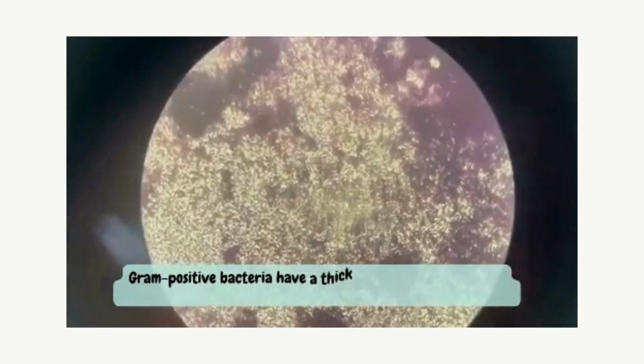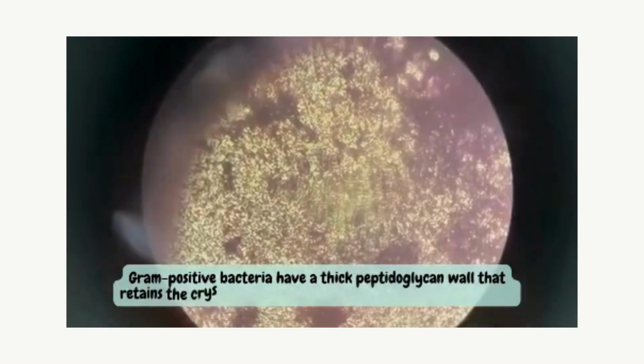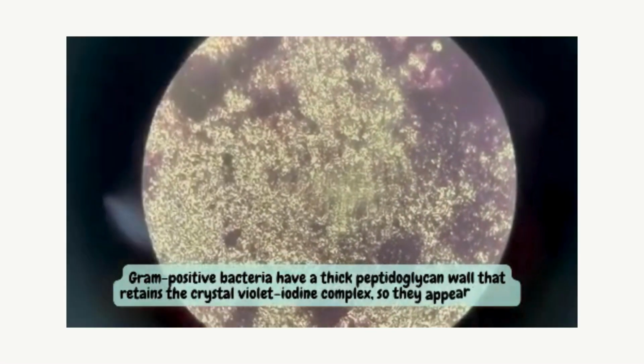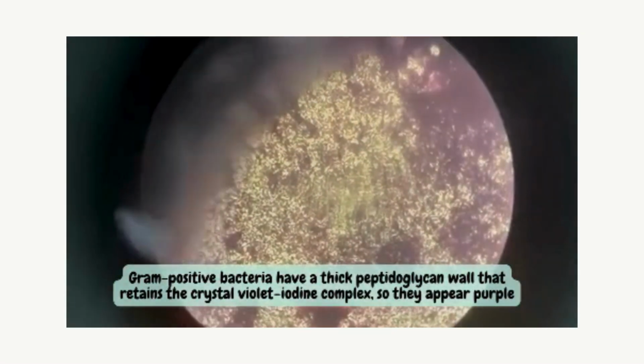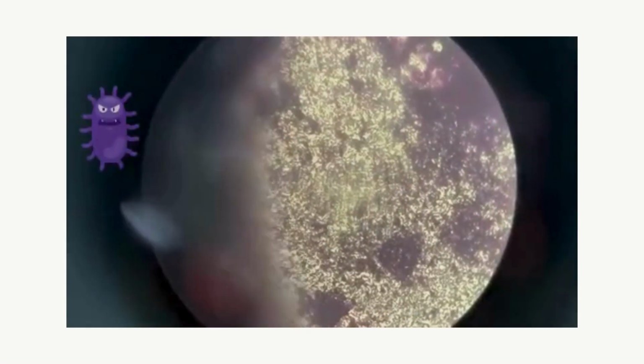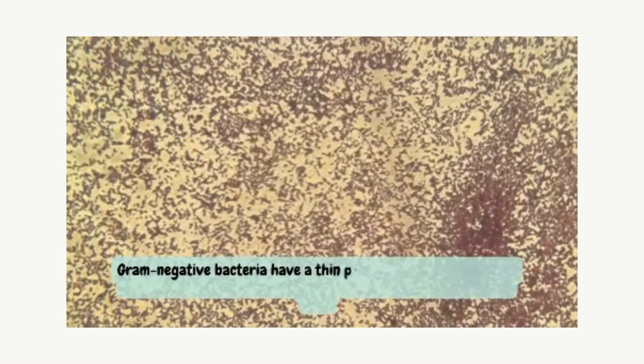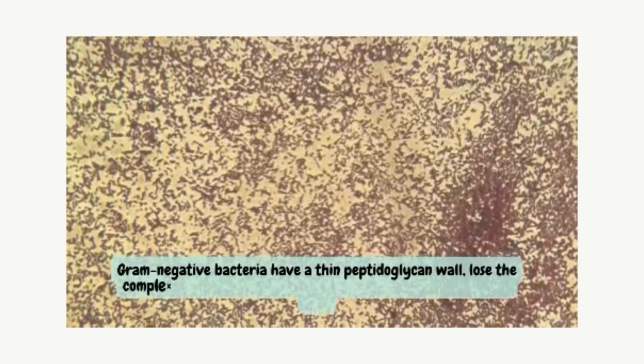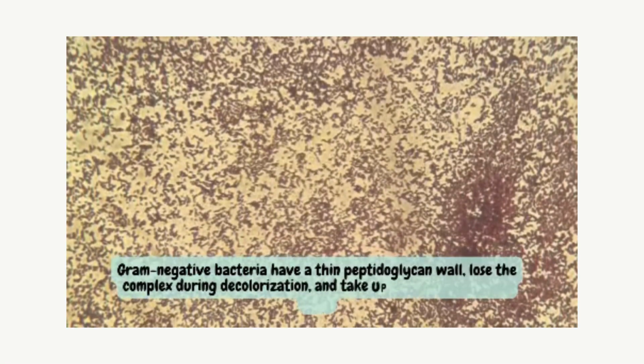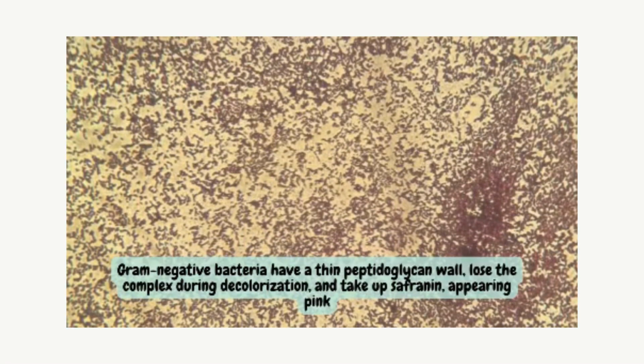Gram-positive bacteria have a thick peptidoglycan wall that retains the crystal violet iodine complex, so they appear purple. Gram-negative bacteria have a thin peptidoglycan wall, lose the complex during the decolorization, and take up safranin, appearing pink.